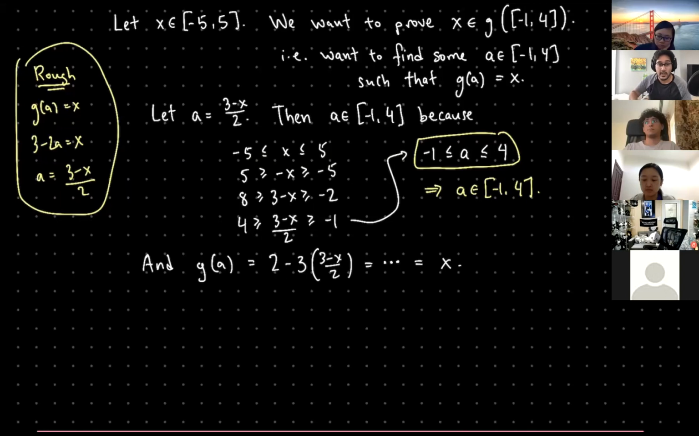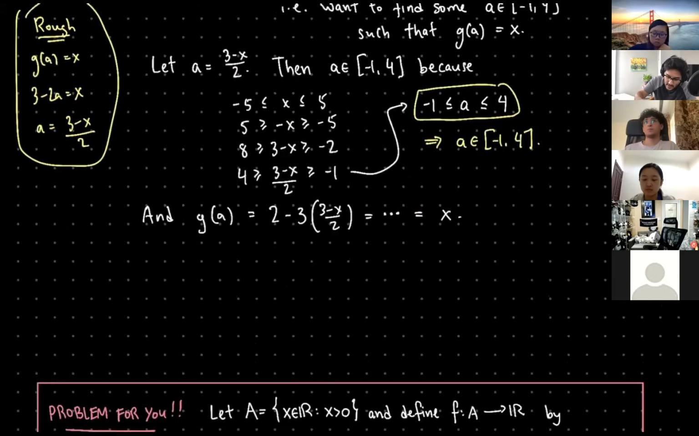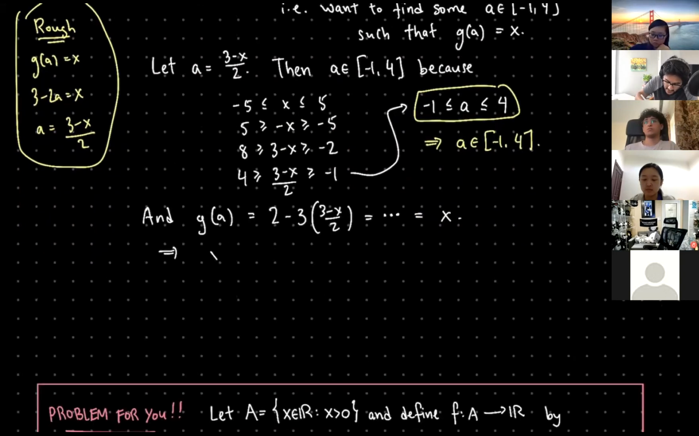So we did it. We showed that given an element of this interval, that's not what we showed. We showed that given an element x of this interval, there exists some a in this interval, -1 to 4, so that g of a equals x. So we conclude that x is in the image of -1 to 4.